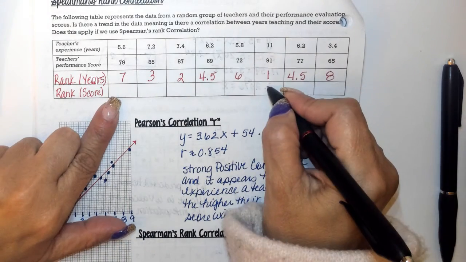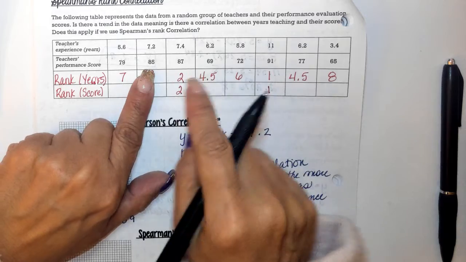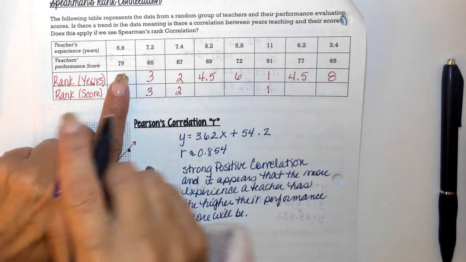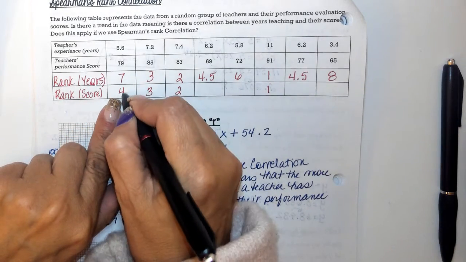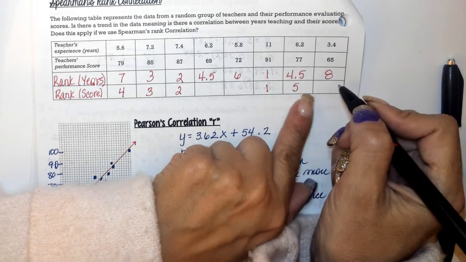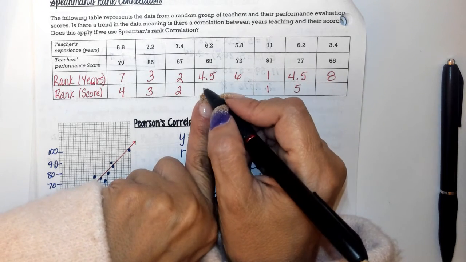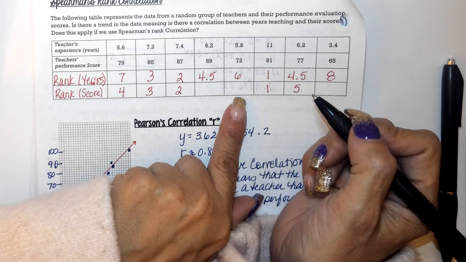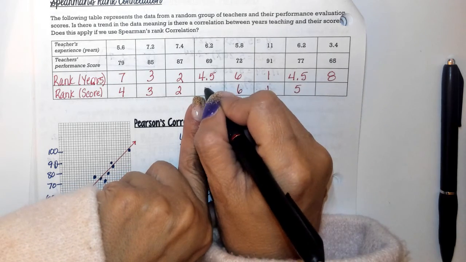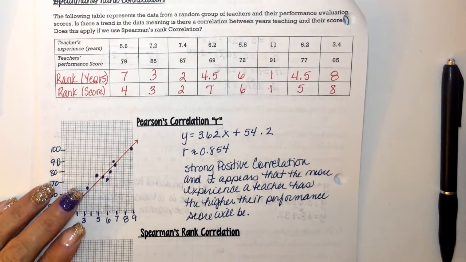So here's what I got. This person was 1, and this person was 2: 87, 91, 87. Then we have 85, so that's 3. Then we have 79, which is number 4. 77 will be 5. 77. 69 will be, who did I miss? Oh, 72, 77, 72. So this one will be 6. This one will be 7. This one will be 8. Yeah, that looks right. All right, so I've ranked them.